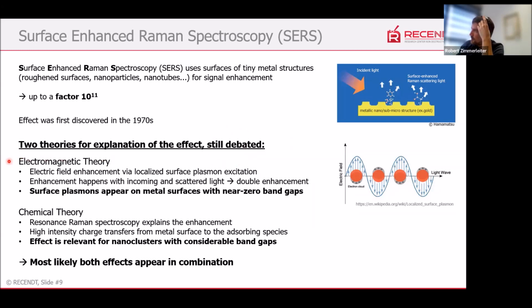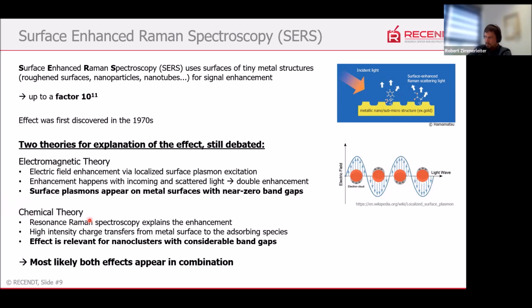So the more popular theory is the electromagnetic theory. This theory states that the electric field enhancement via localized surface plasmon excitation is responsible for the strong enhancement of the Raman scattering. It states that the enhancement happens with the incoming and the scattered light. So it would lead to a double enhancement. This is also where this factor 10 to the 11 comes from, this theory. And the surface plasmons appear on metal surfaces with near zero band gaps.